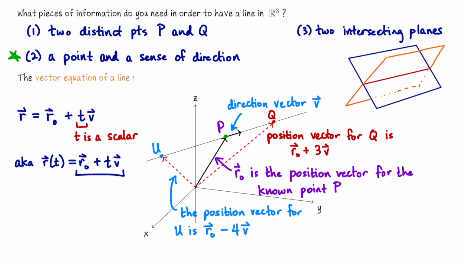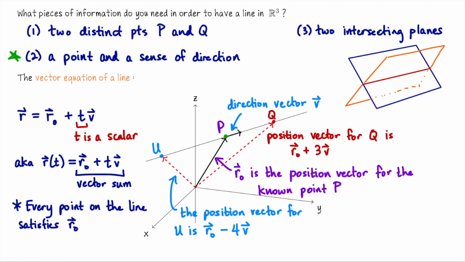So the right-hand side here is a vector sum. It follows the parallelogram law. And what this formula is telling us is every single point on the line satisfies r naught plus tv for some value of t. Notice the point P itself satisfies this equation with t equal to 0. The reverse is true as well. If you satisfy that equation for some value of t, you have to live on the line.